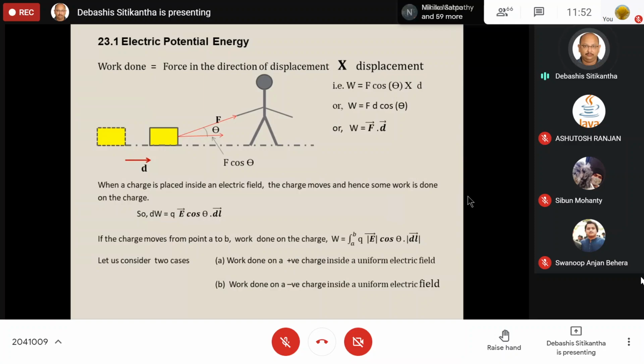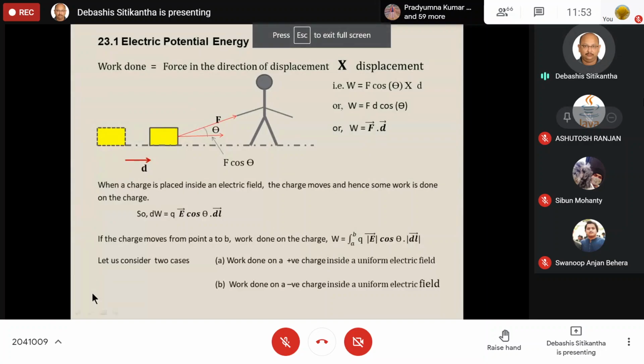Okay. The first one is electric potential energy. We all know that energy stored is equal to work done. So rather let us start our discussion with the work done. So what is work done? Obviously it is the force in the direction of displacement into displacement.